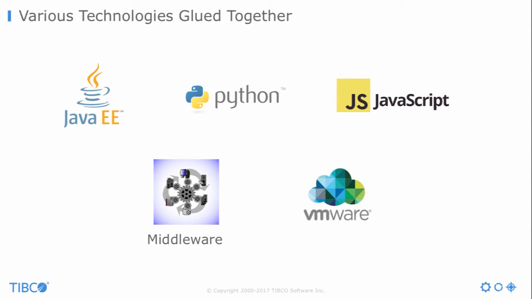In this monolith, various technologies are glued together. In our case, it's especially middleware from TIBCO and Java EE services, together with some Python code for scripting and some JavaScript for some web application and UIs, and VMware for running the instances and applications. So a lot of different technologies already.